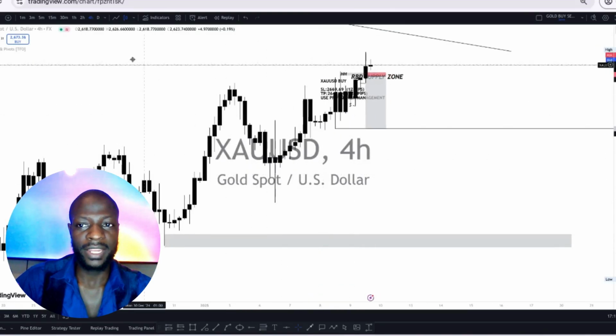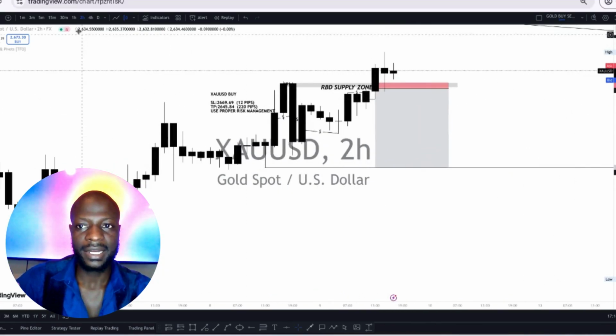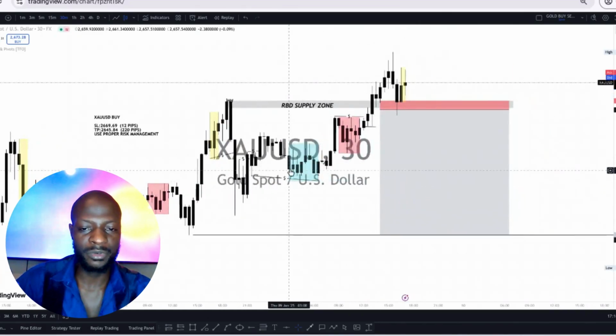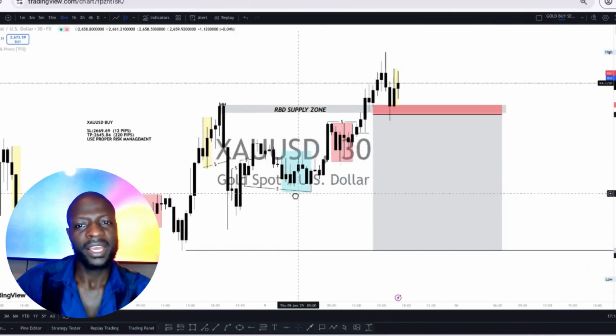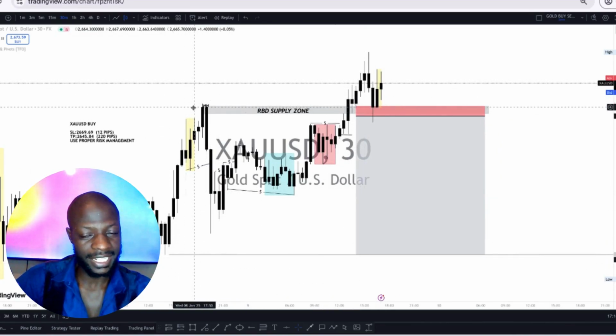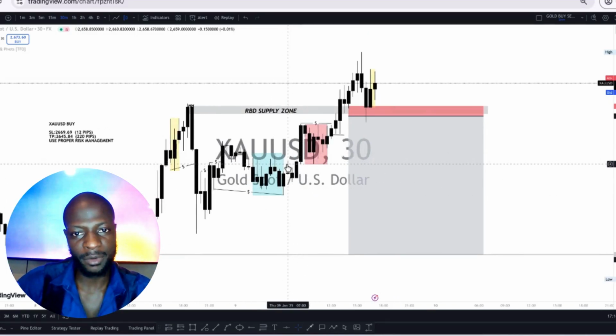So what gave me confidence? First of all, my initial idea was to actually buy. However, I wanted the market to come to this area right here. I wanted the market to come to this area before we can touch this area. So there were two things involved. But at that particular time, the market was here.